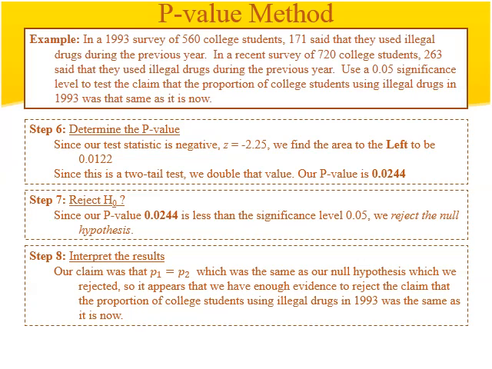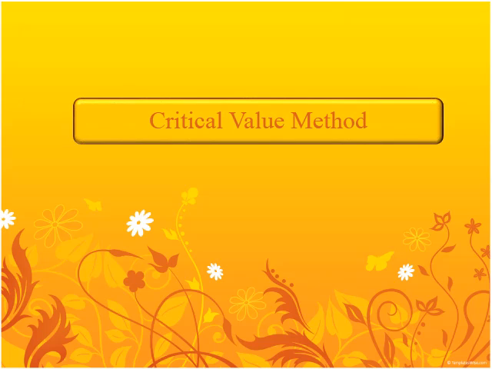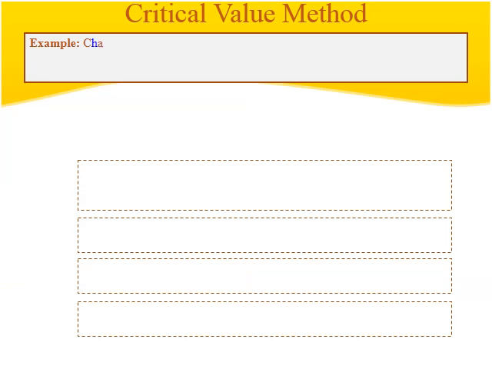So, in other words, we've shown from our results that there is evidence that the proportion of students using drugs now is different than the proportion of students using drugs then. So let's take a look at some examples using the critical value method.